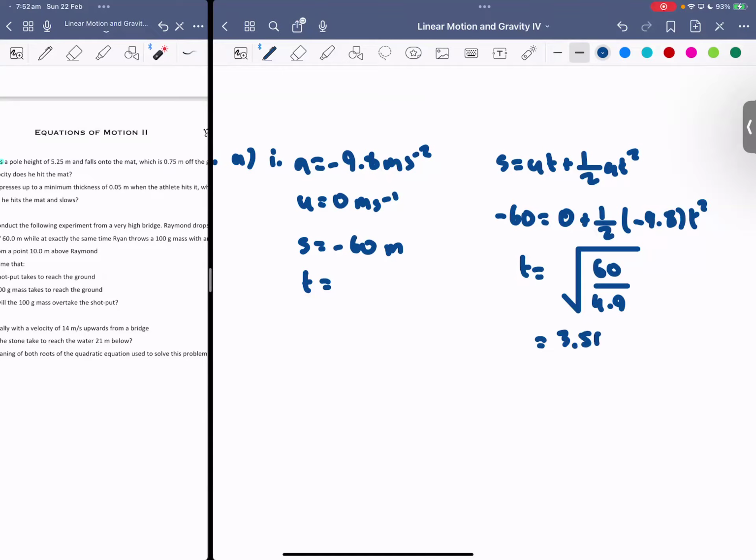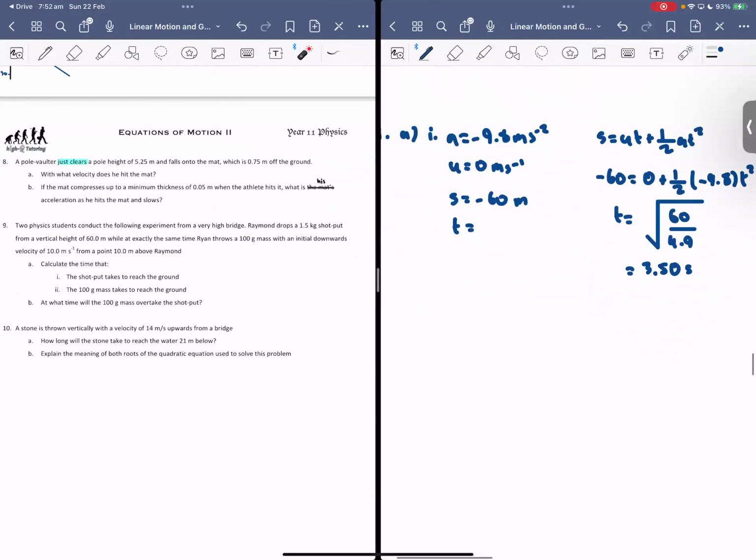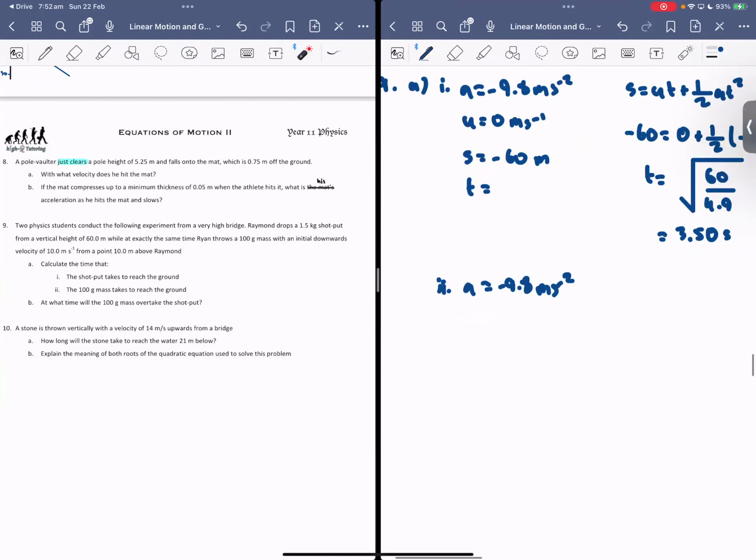Five, 0 seconds. Perfect. How long does the 100-gram mass take? Well, what's the difference with the 100-gram mass? It still has an acceleration of negative 9.8, but it's thrown downwards. He literally throws it down with an initial velocity of 10 meters per second downwards. So U is negative 10.